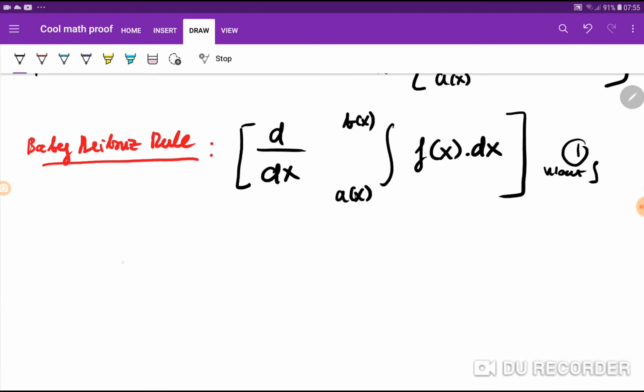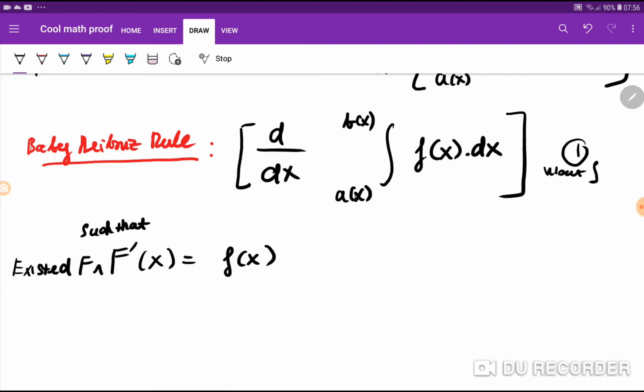This is how you do it. Assume f(x) is continuous. I don't know if it's worth it for a continuous function, but this is a good place to start. Let's say there's a function F such that when you take the derivative with respect to x, it equals f(x). That is, F prime of x equals f(x).